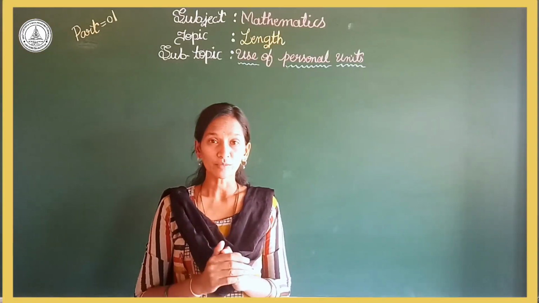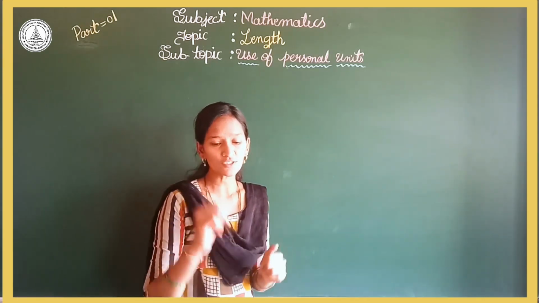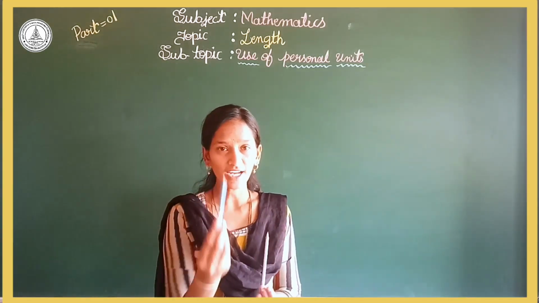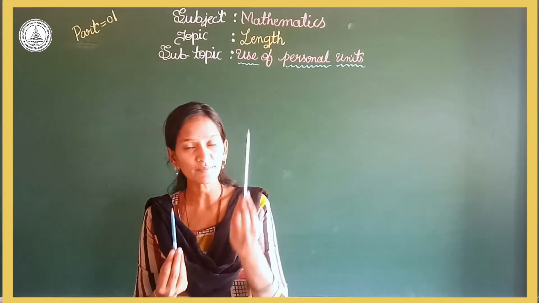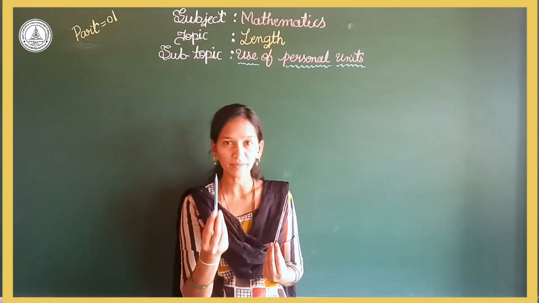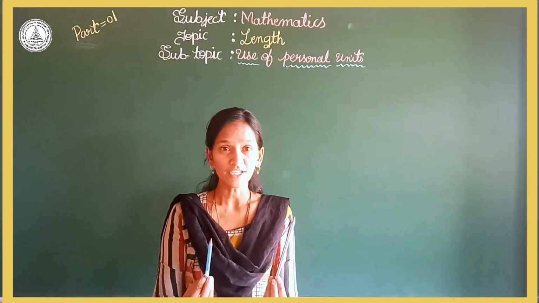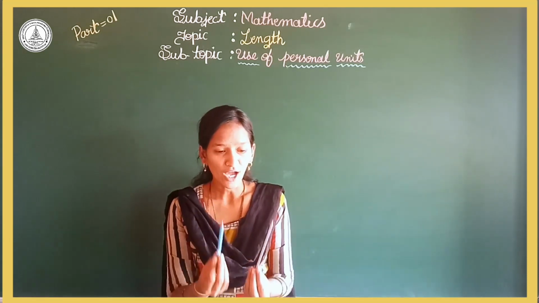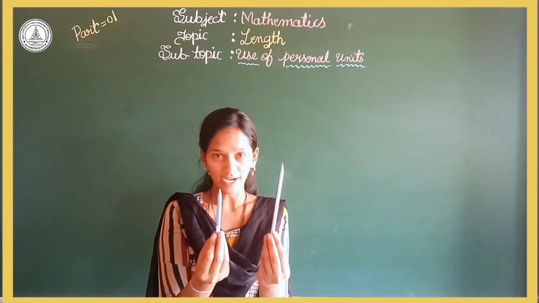Yes students, so now come to our today's new concept, that is use of personal units. First all of you look here. Here are two pencils, right? This is pencil A and this one is pencil B. Now you tell me in these two which is the longest pencil? Yes, the pencil B is longer, and the pencil A is a shorter pencil. Now we are able to compare which is shorter and which is longer. We can also understand the concept of longer and shorter. So now here the pencil B is longer than pencil A, right?